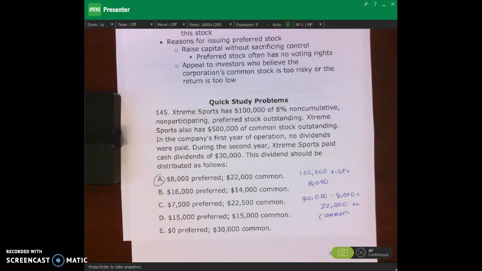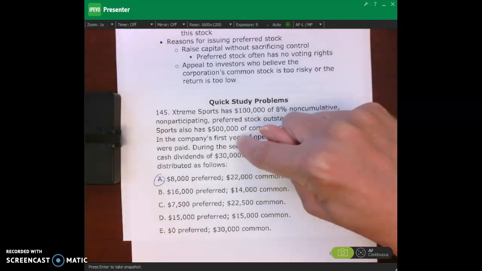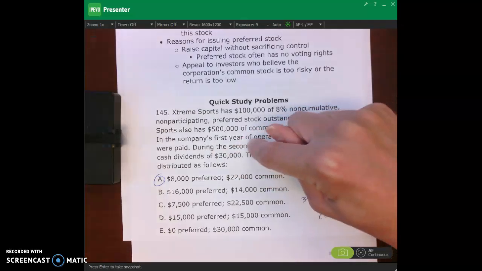So I hope you got A as the right answer. So number 145 here, Extreme Sports, has 100,000 of 8% non-cumulative. So this is non-cumulative, which means that if they didn't pay anything in the prior year, they don't get paid for those. Okay, the preferred stockholders don't get paid for those before we pay our common. All right, preferred stock outstanding. They also have 500,000 common stock outstanding. No dividends were paid in the first year, which is the prior year.